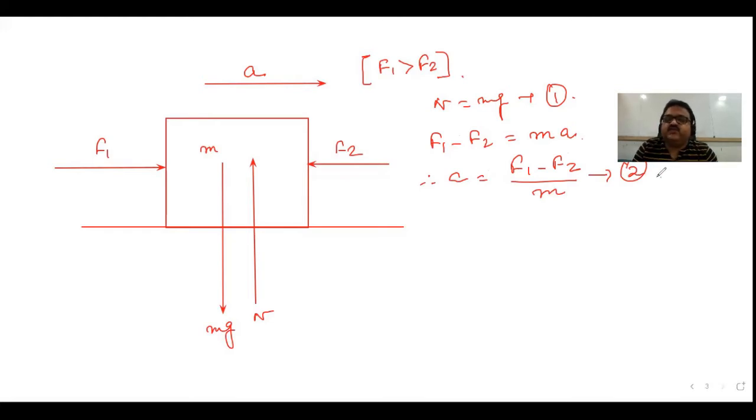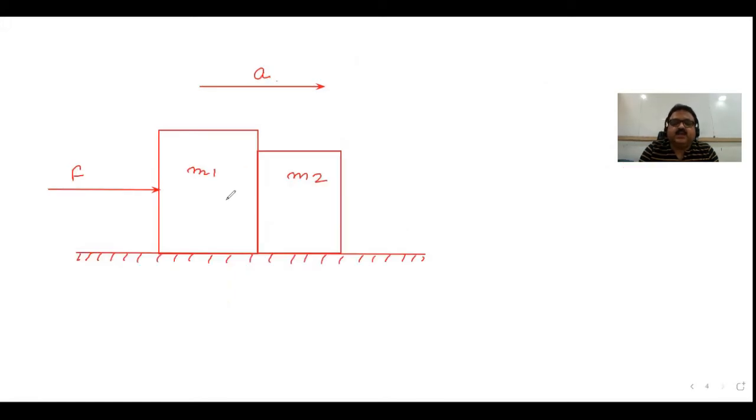Now, let me show you a few problems related to contact motion, correct? Two bodies, M1 and M2, are in contact with each other. A force is acting on M1, and in this case, we need to find the acceleration of the system and the force exerted by M1 on M2 or by M2 on M1. For that, what we have to do first, look, assume the force exerted by M1 on M2 is, for example, F1.